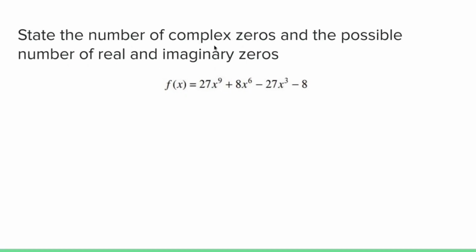State the number of complex zeros and the possible number of real and imaginary zeros. Now looking at this, I notice that this is a 9th degree. That's awful. So I'm not going to draw that out or pretend to draw that out. No thanks. But what this tells me is how many complex zeros there are.